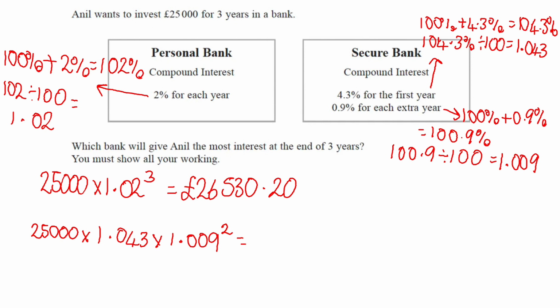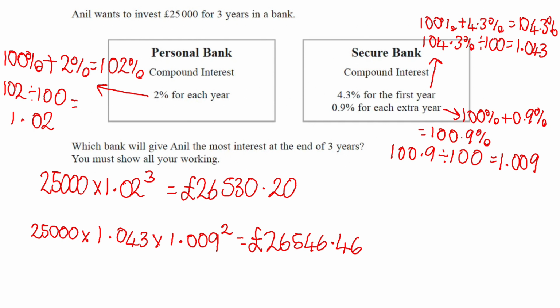So we just type this whole thing into our calculator, and the amount it will give us after the 3 years, if it's in secure bank, is 26,546. Now it does come out as a long decimal, but make sure you do it as 2 decimal places because it is money. So it is 46.